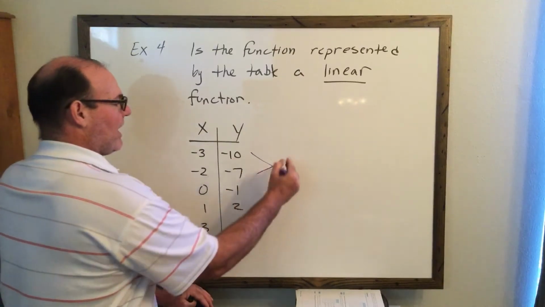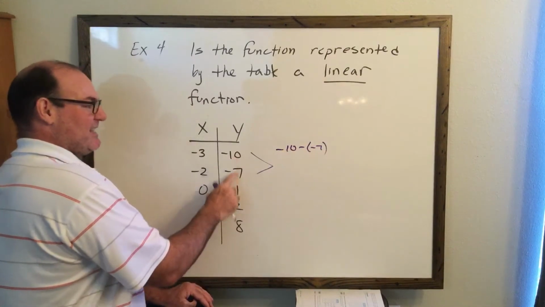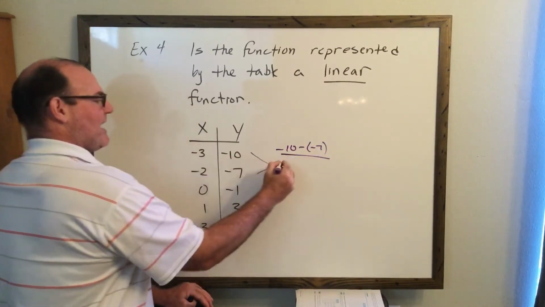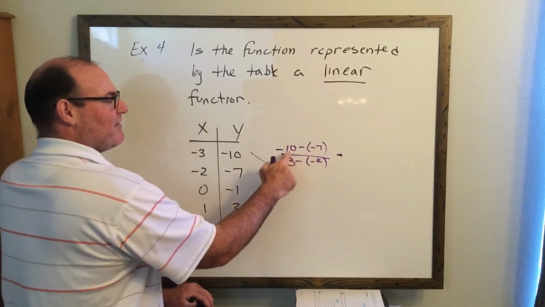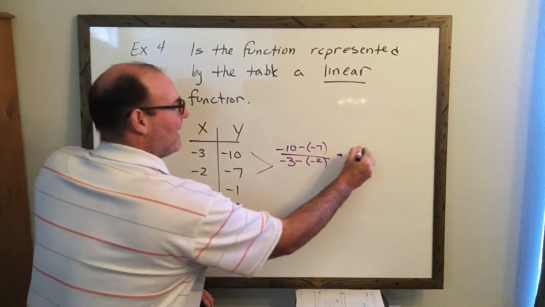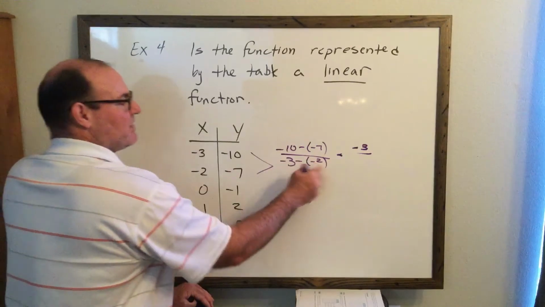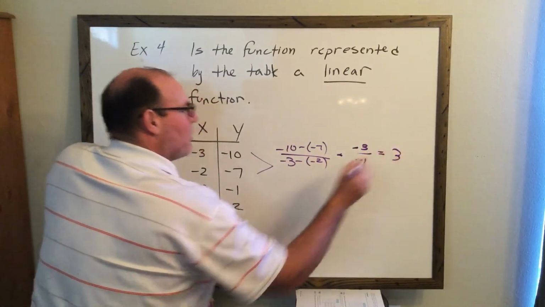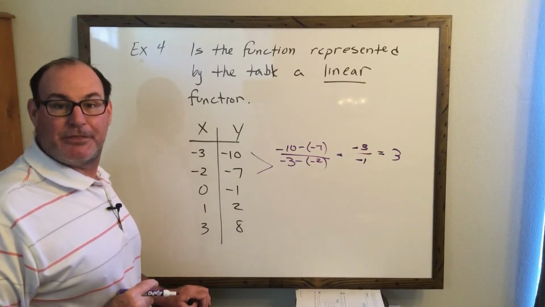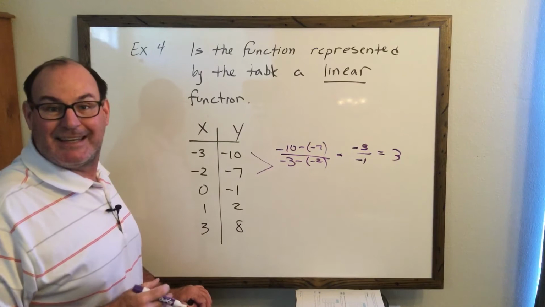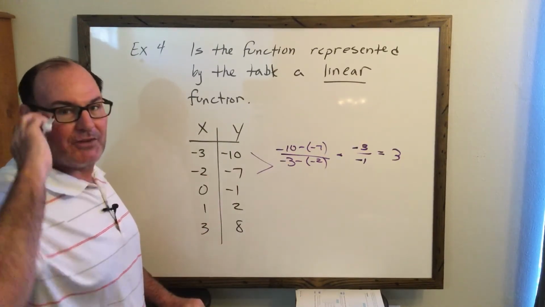So my change in my y's is -10 minus -7, over -3 minus -2. -10 minus -7, that's -10 plus 7 or -3. And then -3 minus -2, that's -3 plus 2 or -1. So the slope is 3. So as long as all of my slopes continue to work out to be 3, I have what looks like a linear function. If any of these are different, we can stop because we do not have a linear function.